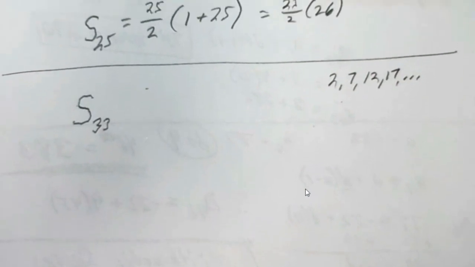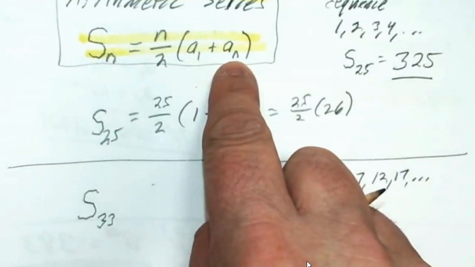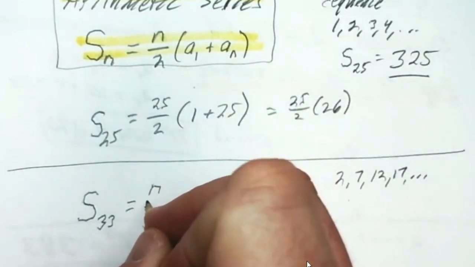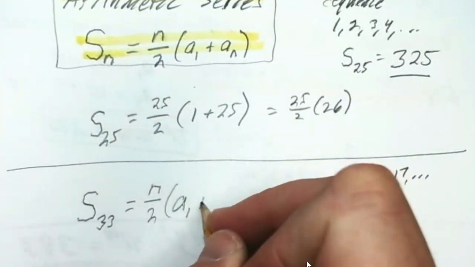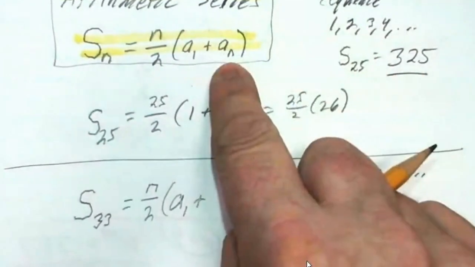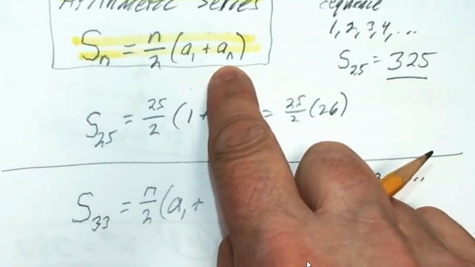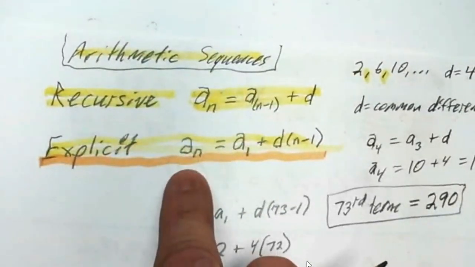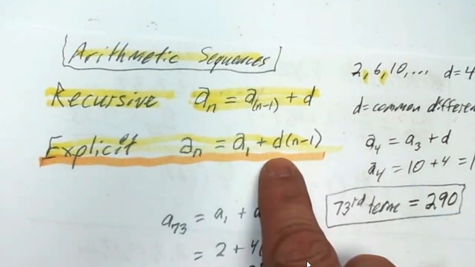And you're like, but wait a minute, our formula, we have to know the first one and the 33rd one. We don't know the 33rd one. You're correct. We don't. Let's see what we can put together here. N over 2 times a1 plus, how do we know what a sub n is? How do we know what the 33rd is? Oh, wait. We have a formula to find the 33rd term. That was back here. We can use this as an explicit formula. This will tell us what the 33rd term is if we know the first one and we know the common difference, which we do.